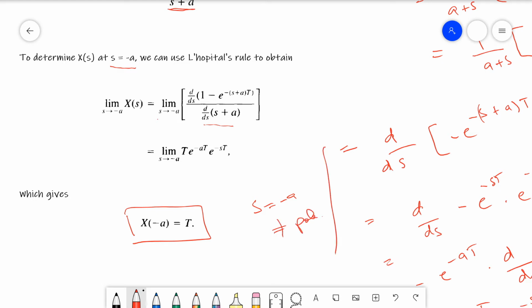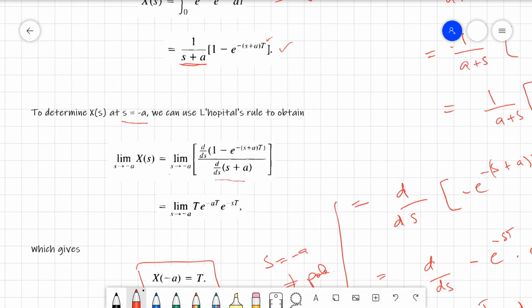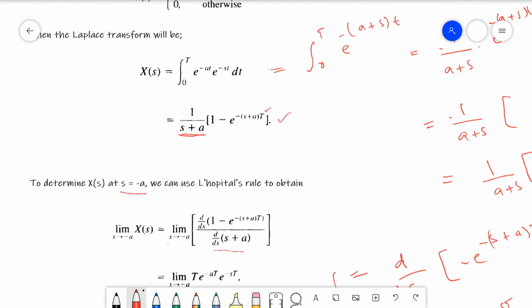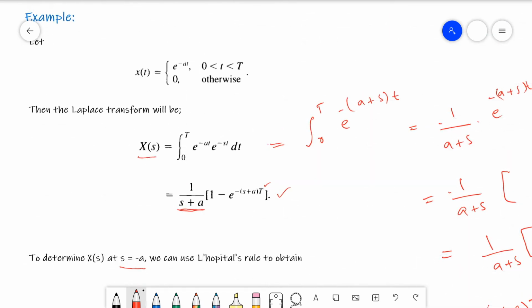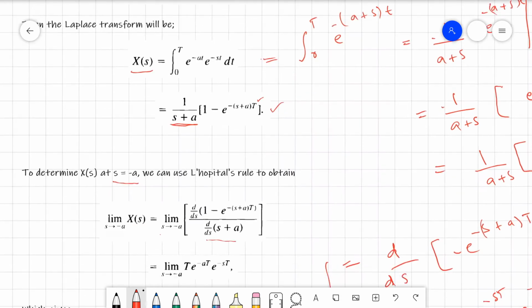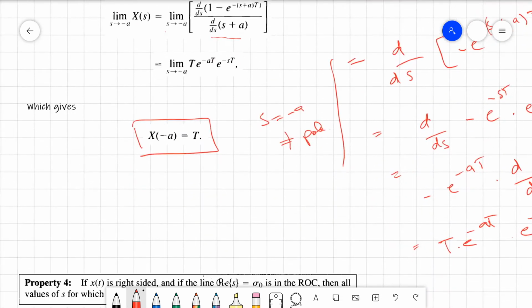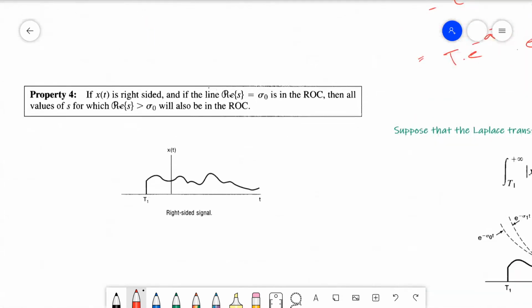Okay, so this is not a pole of X(s). That's why we don't have any conflicting requirements. This system x(t), or we can say its Laplace transform, will have the entire S-plane as the region of convergence. Now let's move to the next property, which is property number 4.